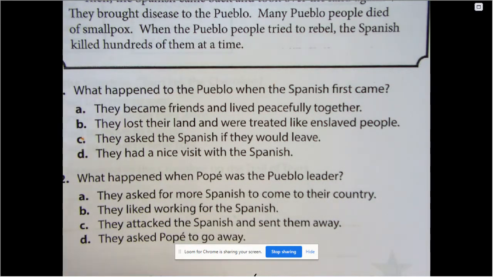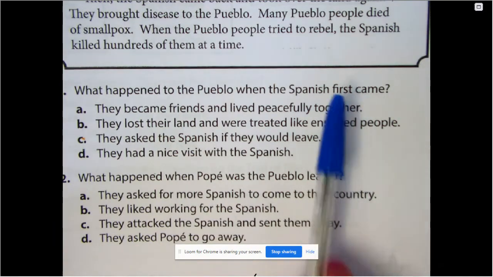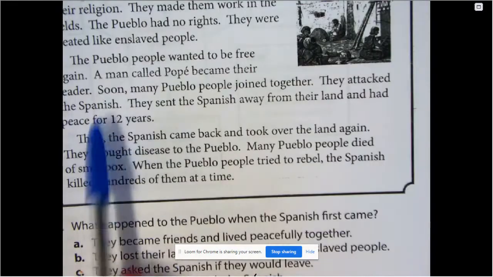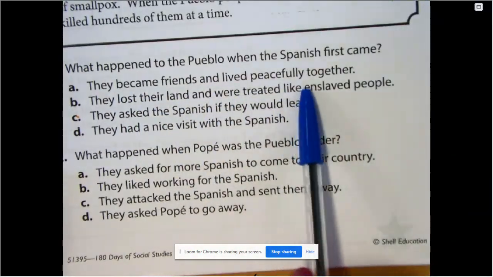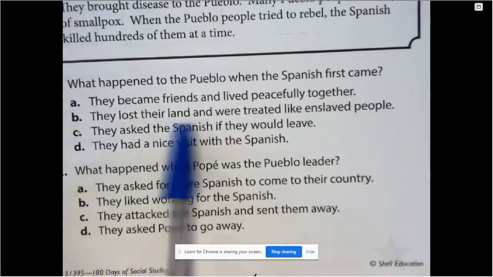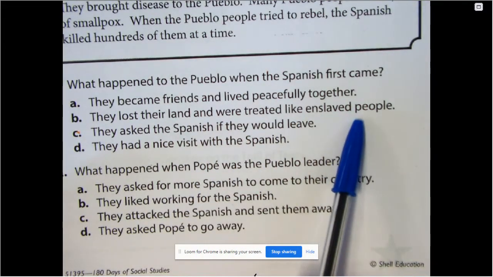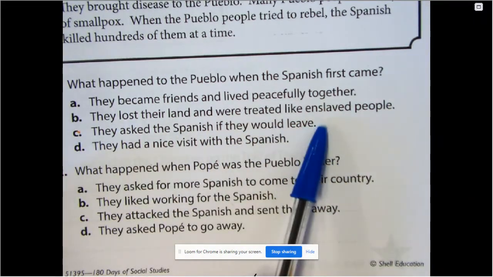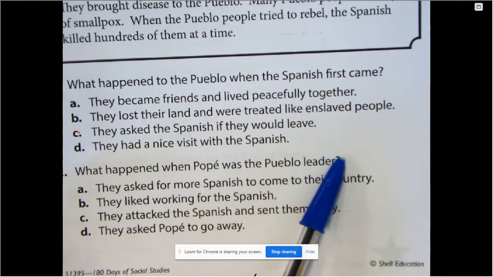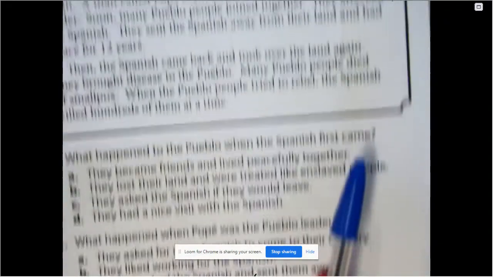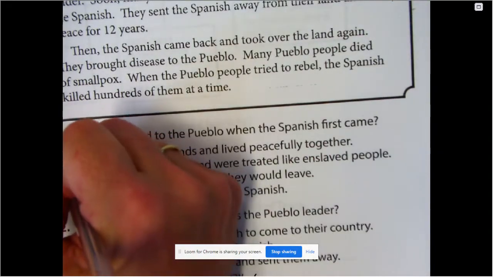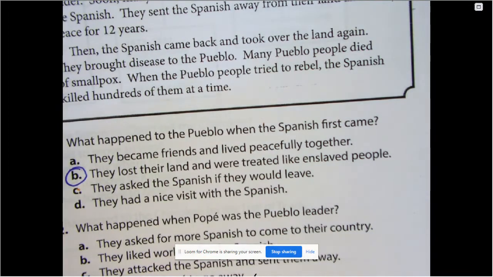What happened to the Pueblo when the Spanish first came? That's up here, when they first came. They became friends and lived peacefully together. They lost their land and were treated like enslaved people. They asked the Spanish if they would leave. They had a nice visit with the Spanish. So when we look back here, they were treated like enslaved people. So we know that it is B.